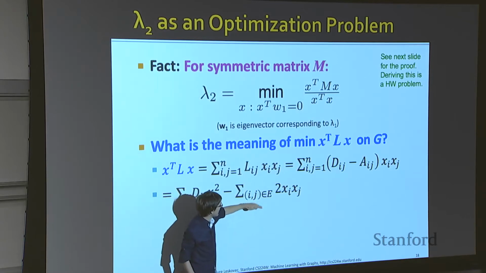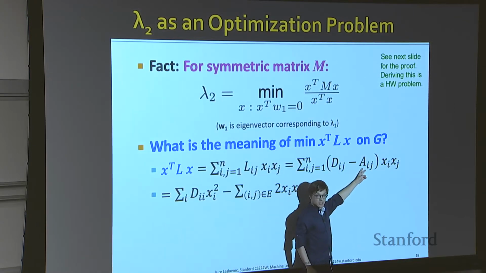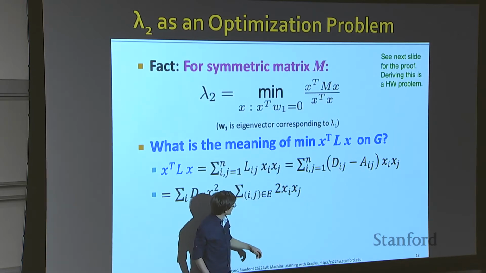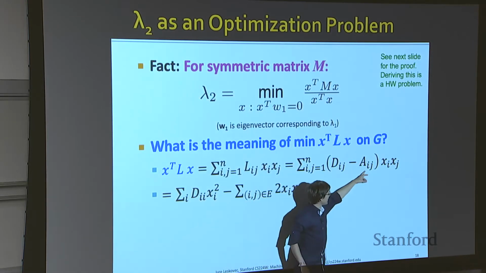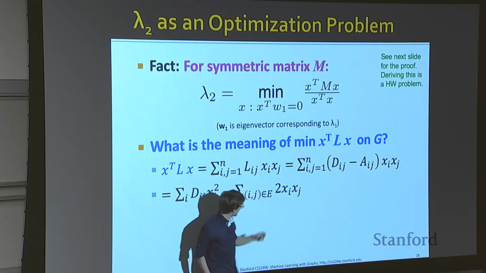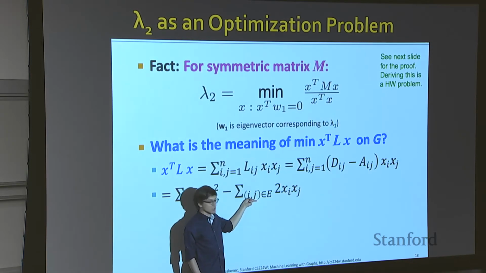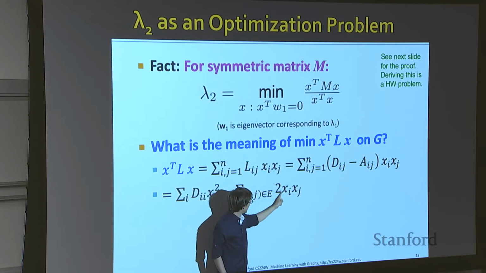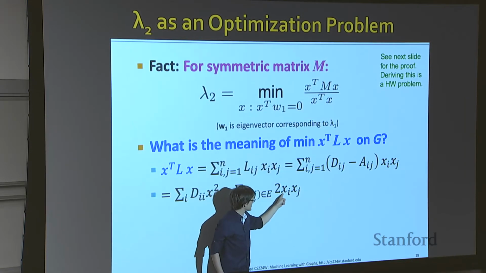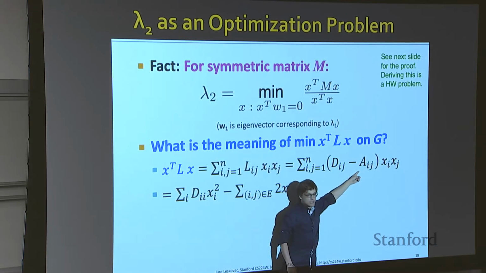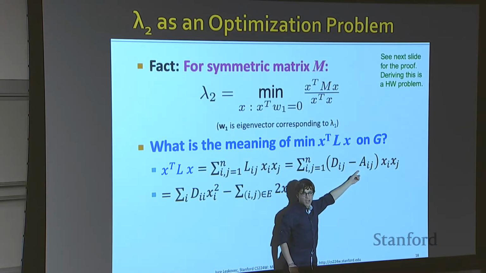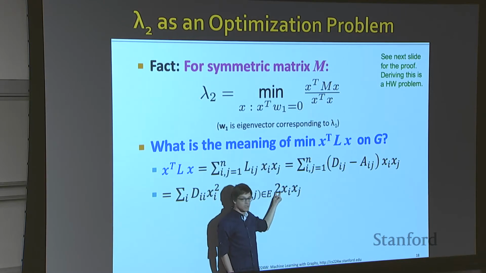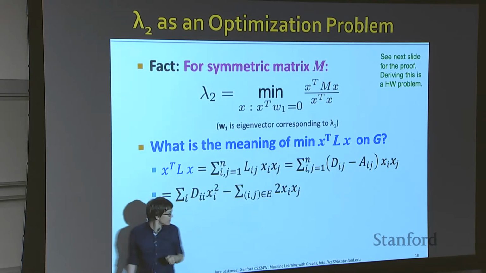And then the second part: these aij's are just zeros and ones. So essentially, rather than going over all the entries of the adjacency matrix, I can simply go over all the edges in the graph and multiply xi and xj. Now why do I have a number 2 here? Because in this case, every edge is counted twice. There is an ij and a ji. So now I only go over ij, so I need to count it twice. Okay? So now I have this.